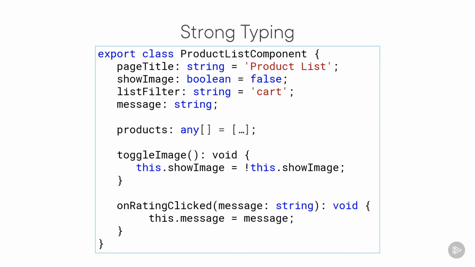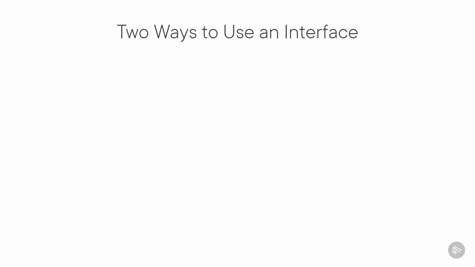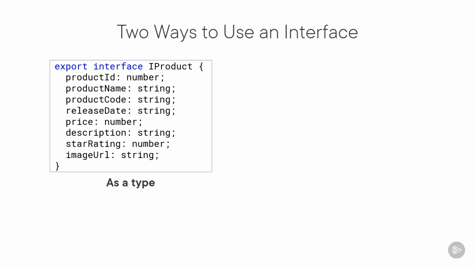To specify custom types, we can define an interface. An interface is a specification identifying a related set of properties and methods. Recall that properties are the data elements associated with a class, and methods perform the logic required for the class. There are two primary ways to use an interface. We use an interface to identify the properties for a specific type. In this example, we define the properties for a product. We can then specify this interface as the data type to strongly type our code. It's good practice to define an interface for any unique data types you need.